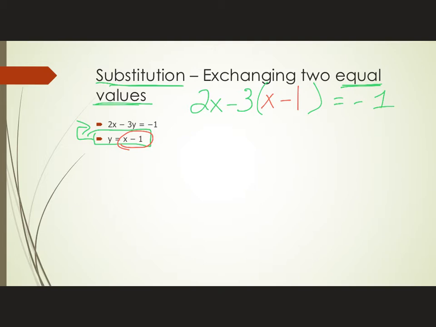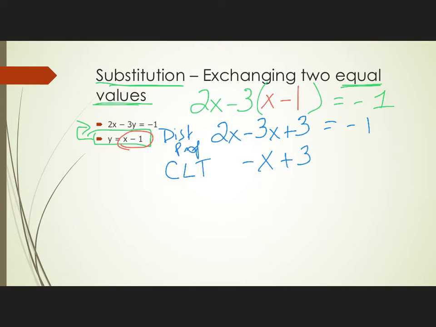Then I'm going to use my distributive property, dist prop. So I have 2x minus 3x plus 3, because my minus 3 and negative 1 combined equals negative 1. Well, now I can combine some like terms. 2x minus 3x gives me negative x plus 3 equals negative 1. I can SPE that 3. I get negative x equals negative 4.